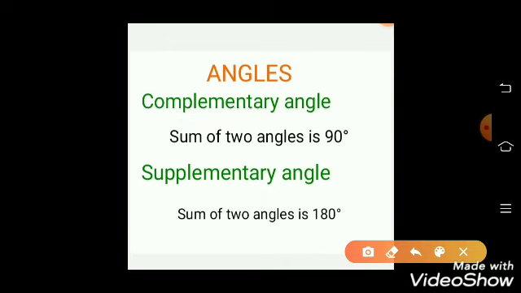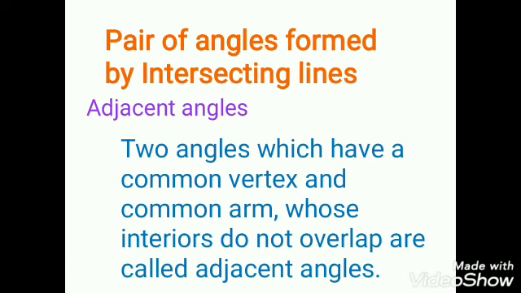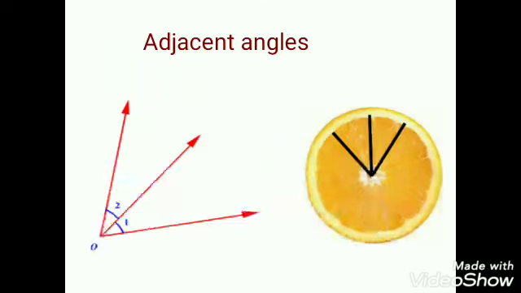So two angles are called complementary angles if the sum is 90 degree. Two angles are called supplementary angles if the sum is 180 degree. Do you understand, students? So see the diagram.